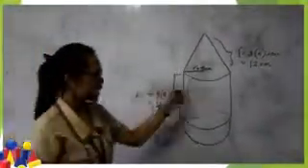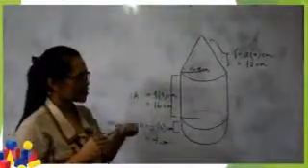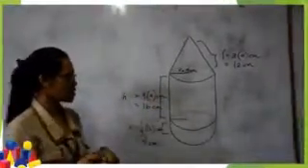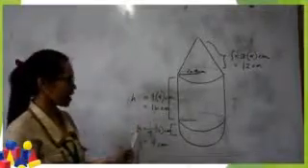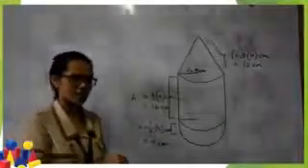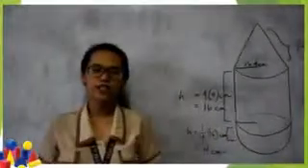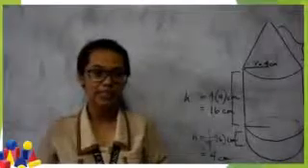So, the radius is equal to 4 centimeters, the slant height is 12 centimeters, the height of the cylinder is 16 centimeters, and the height of the hemisphere is 4 centimeters. The next thing to do is to solve for the surface area of the solid independently.